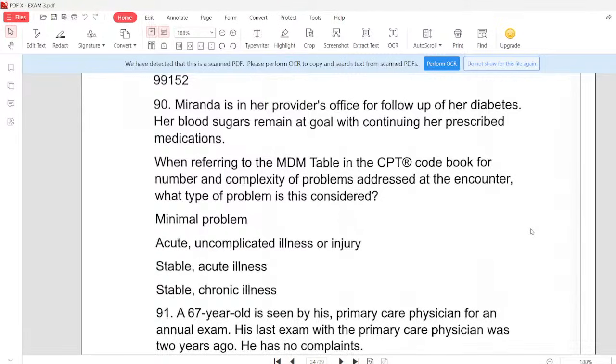Actually, it's a theoretical question. It's a simple problem-based question. What type of problem is considered? Just check the MDM table in your CPT, and you will get an idea about this question.